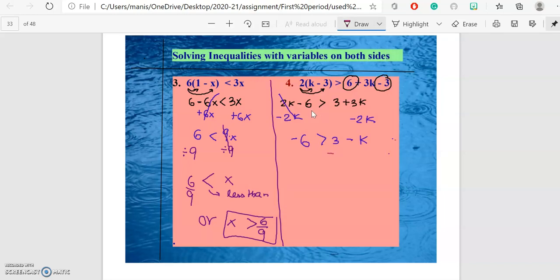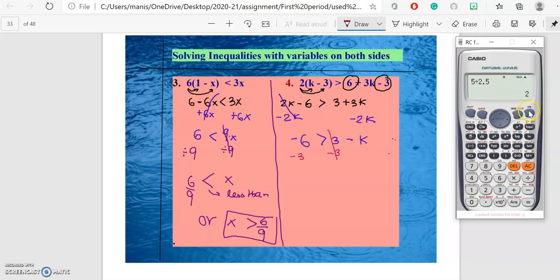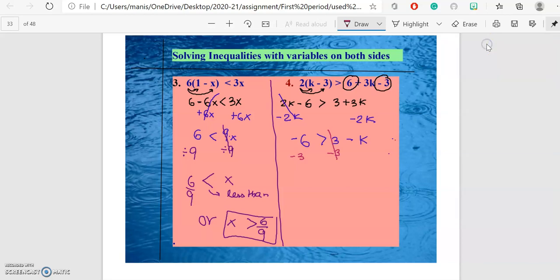So I will subtract 3 from both sides. Remember, we are trying to bring the variables on one side and constants on the other side. 3 minus 3 will give me 0, but negative 3 minus 3, for this I will use my calculator. This is my negative 6, use this button, negative 6, minus 3. So my answer is what? Negative 9. Do not make algebraic mistakes, use your calculator. So this gave me negative 9 greater than negative k.